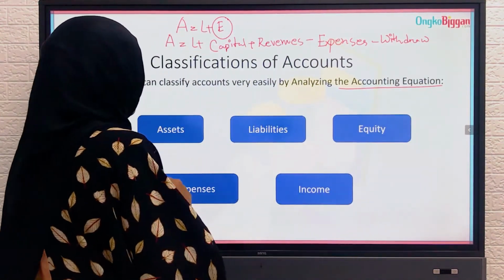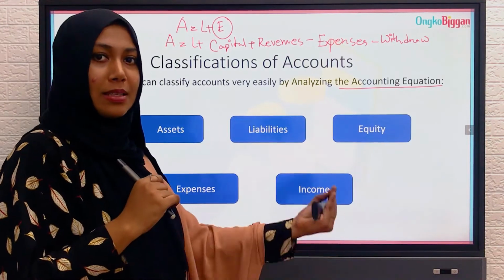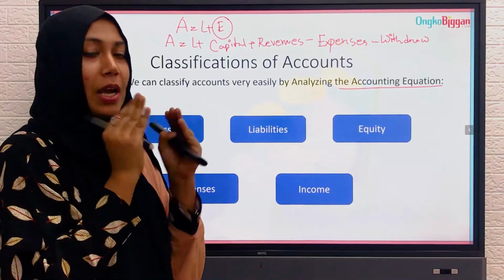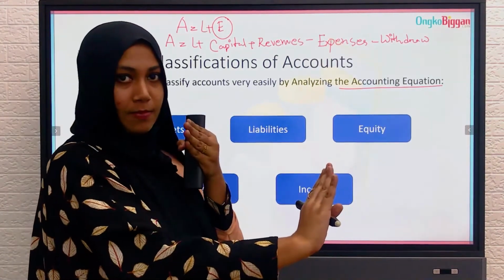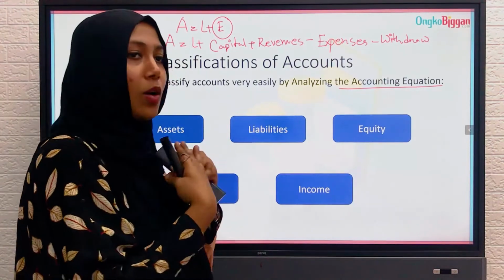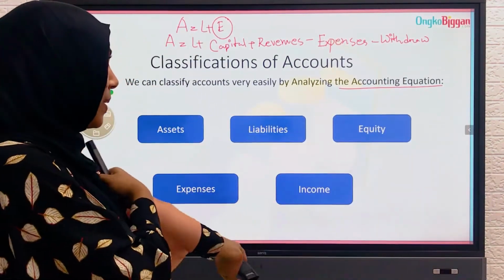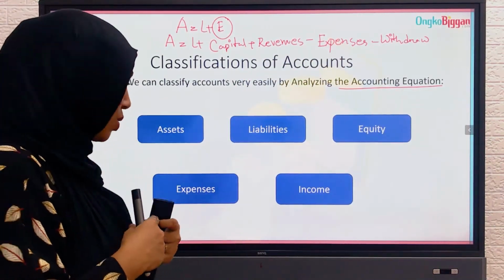So basically, E means equity, right? So capital and revenue that is coming into the business, we are going to sum up together, and from this we will subtract all the expenses and all the withdrawals that are going out from the business. This is the extended version of the accounting equation.